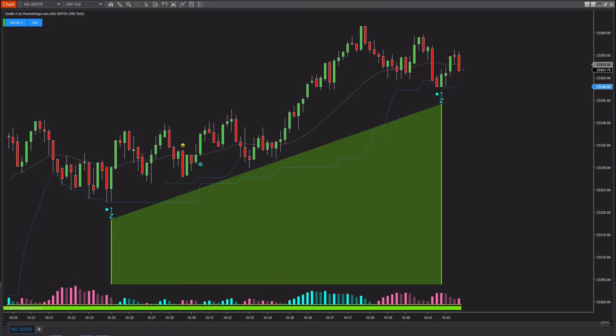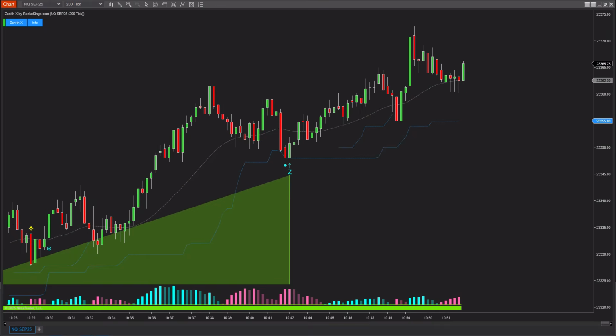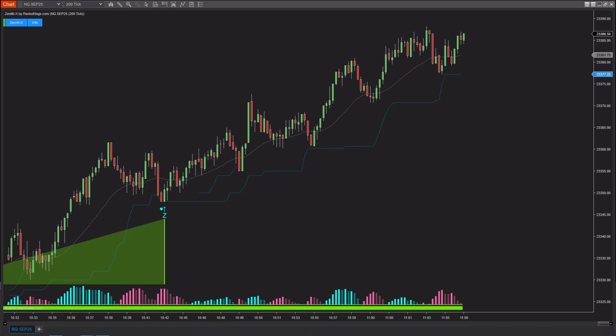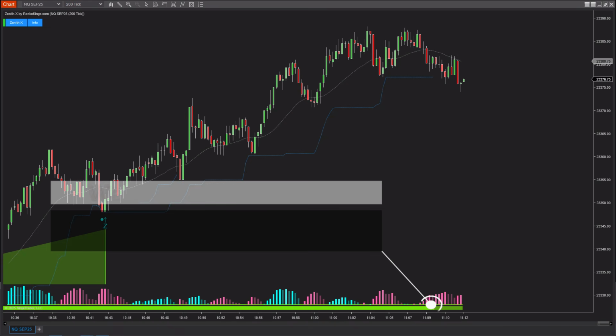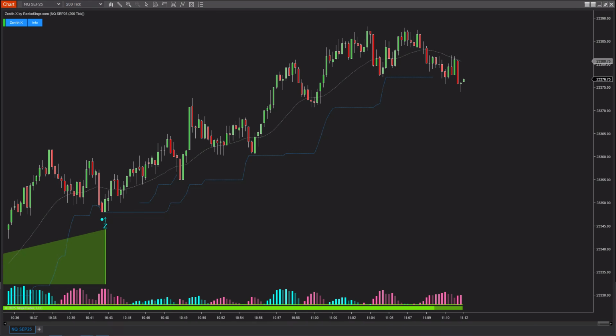In an uptrend, when the system detects that momentum is no longer strong enough, it will immediately stop searching for trade signals. This prevents buy signals from being triggered during weak, indecisive, or potentially reversing market conditions. As a result, the system focuses only on high probability setups where both trend and momentum are clearly aligned.